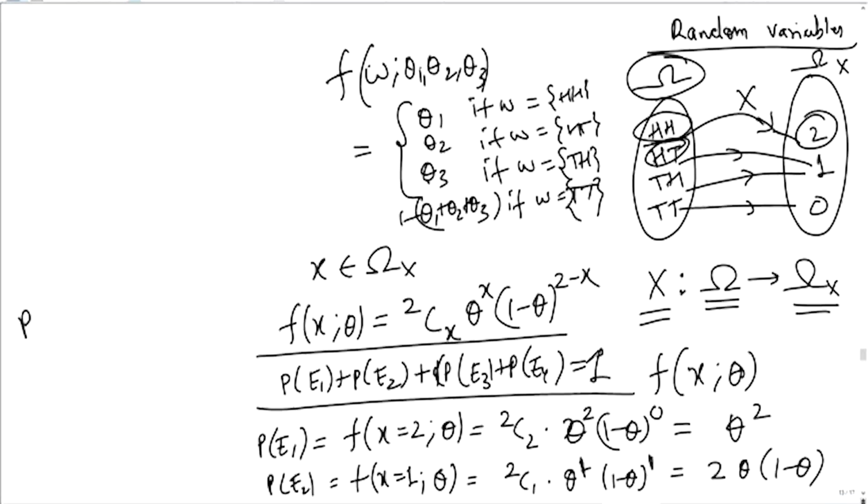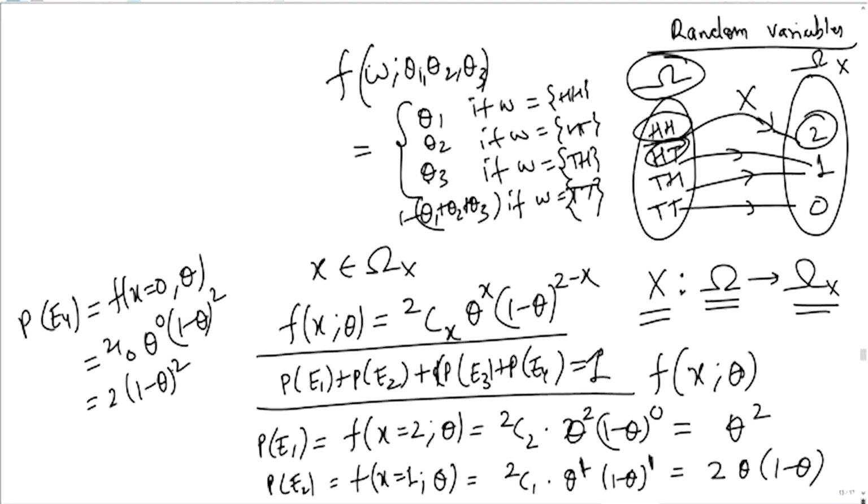What would be P of E4? E4 is TT. So, basically x is 0. F of x equals 0 and theta. So, that would be 2C0 theta to the power 0, 1 minus theta to the power 2. So, it would be 2 into 1 minus theta whole square. So, that is 2 into 1 plus theta square minus 2 theta. So, 2 plus 2 theta square minus 4 theta.